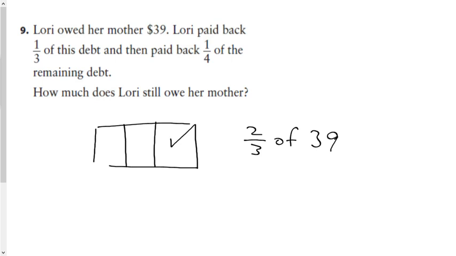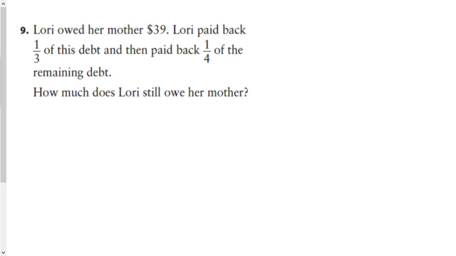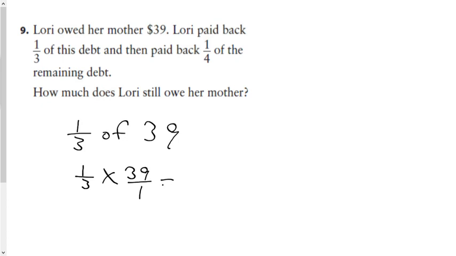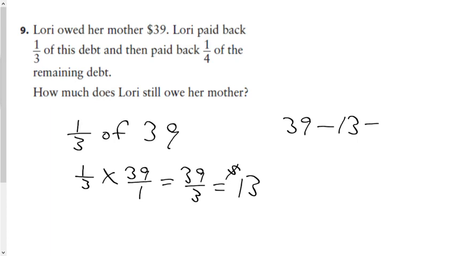What does that look like mathematically? Actually, hold on. Let's do it simpler first. I'm going to come back. I'm going to do it the simple way first, the way that most of you probably did it. You probably said, well, what's 1/3 of $39, or 39 over 1. And when you worked it out, you got 39 over 3, which is $13. Agreed? So she paid back $13, which means how much does she still owe now? The $39 take away the $13 she paid back. She still owes $26. Agreed?